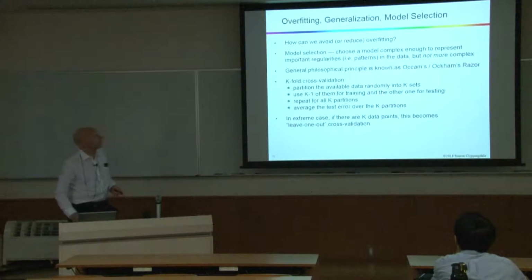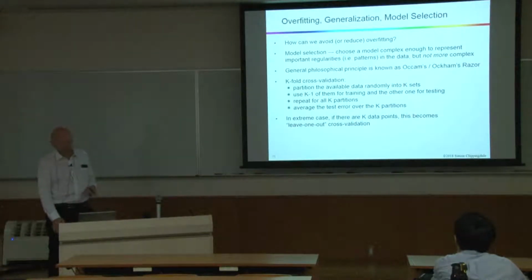So, how can you reduce or avoid overfitting? Well, there are a number of things you can do. One is to choose the model complex enough, but not too complex. That's a principle known more generally as Occam's razor that you've probably heard of.